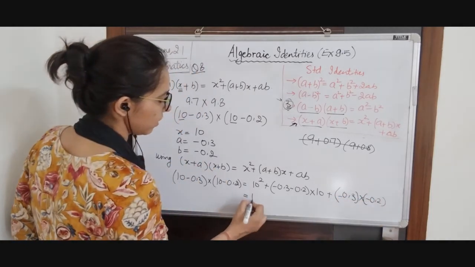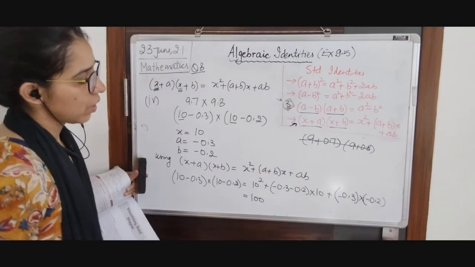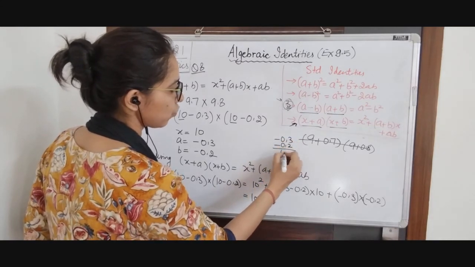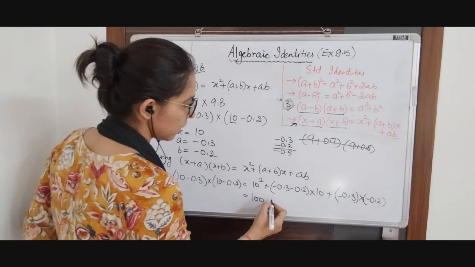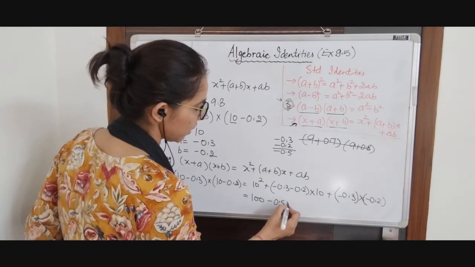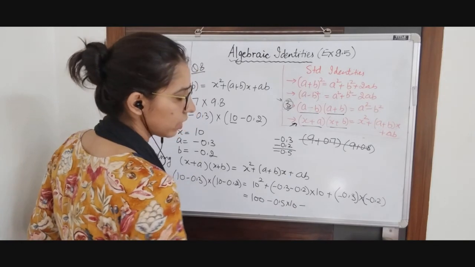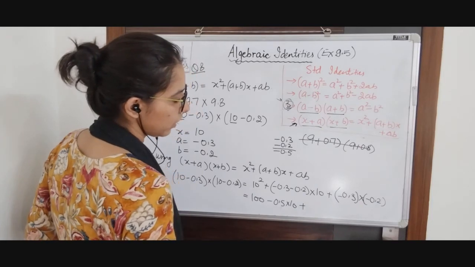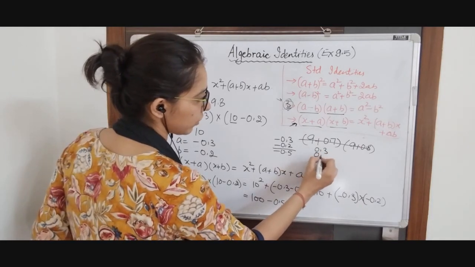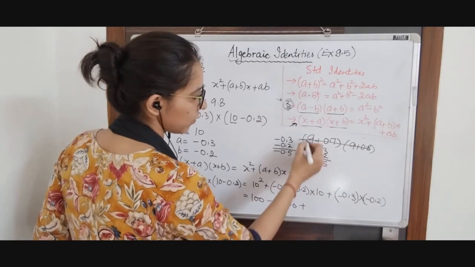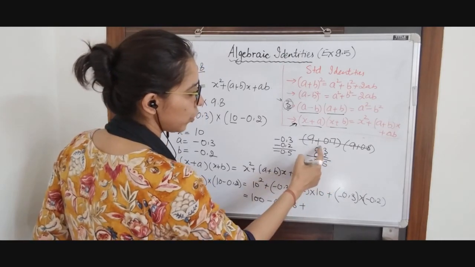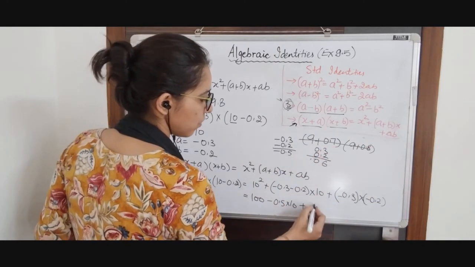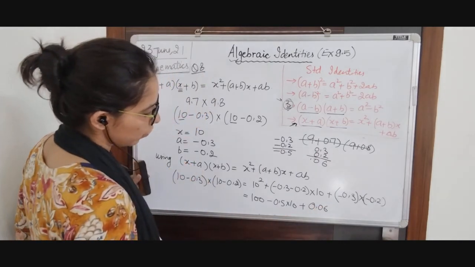Now I am going to simplify it. It is going to be 100, 10 square is 100, minus 0.3 minus 0.2. I am going to add these two, 0.5, and put a negative sign. So minus 0.5 into 10 plus. Now minus and minus, if they are going to get multiplied, they are going to turn into a positive sign. 0.3 into 0.2 multiplication. 3 twos are 6, the rest are zeros. I have to put the decimal before two numbers from the right hand side because after the decimal we have two numbers. It is 0.06.